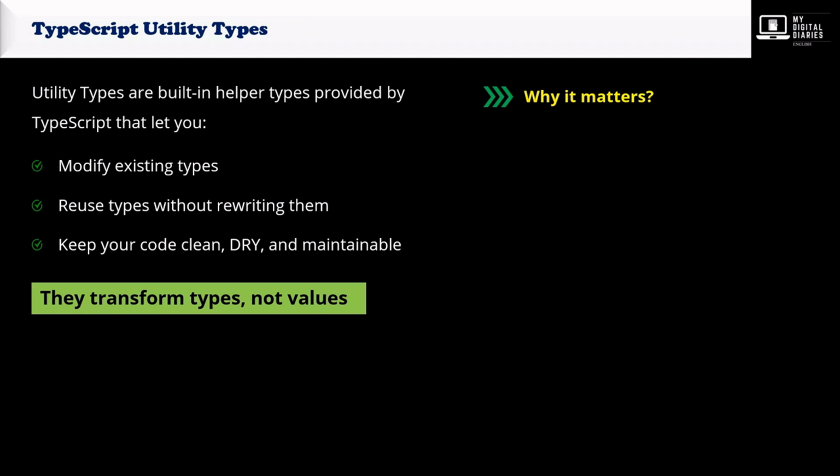Now let's look at why utility types really matter. First is avoiding duplicate interfaces. You don't need to create multiple similar interfaces for slight changes. One base type can be reused in many places. Second, utility types help you safely adapt API models. APIs often return large objects, but your UI may need only part of that data.